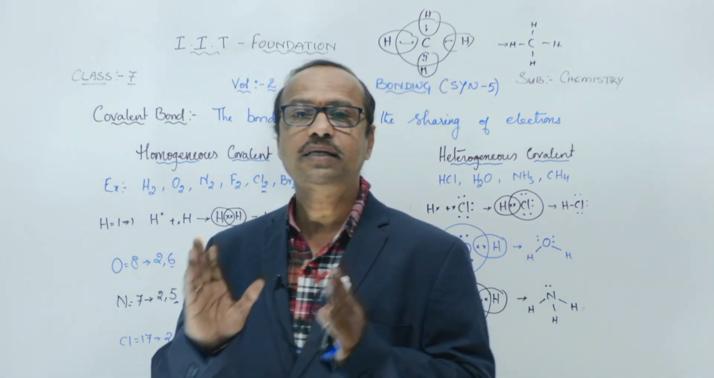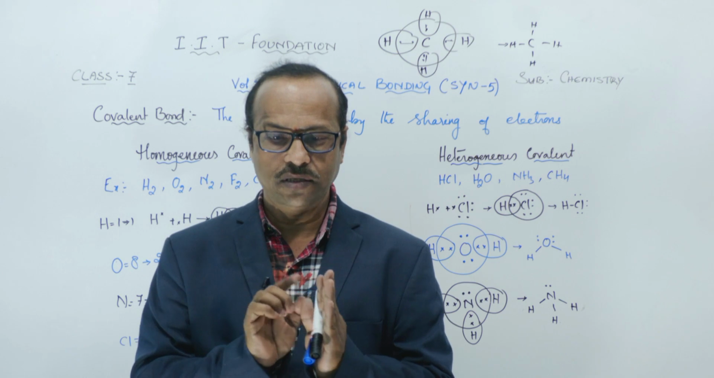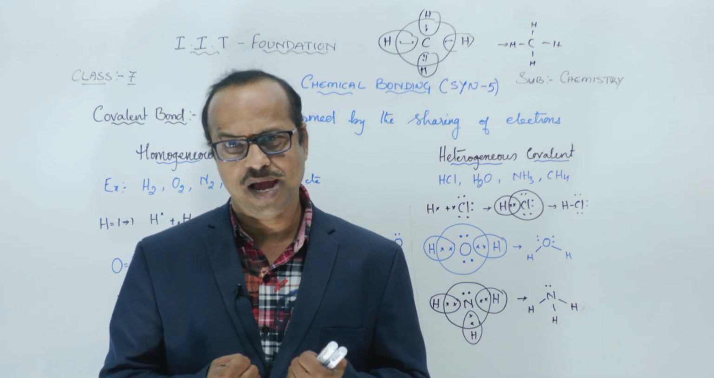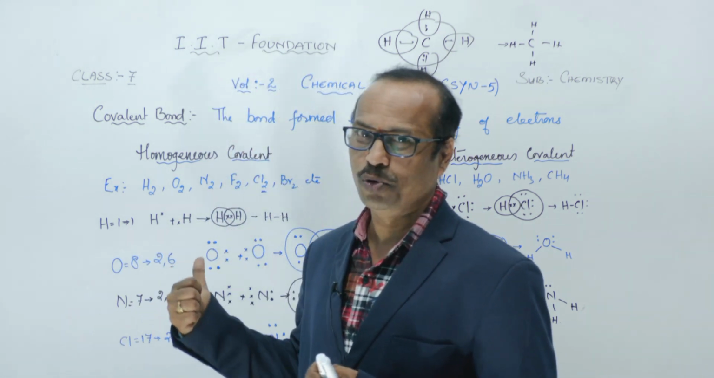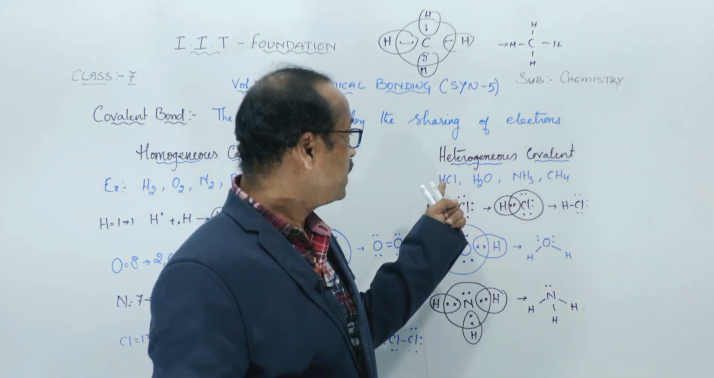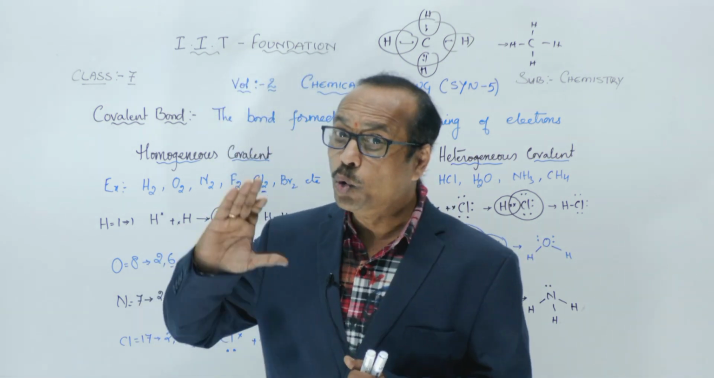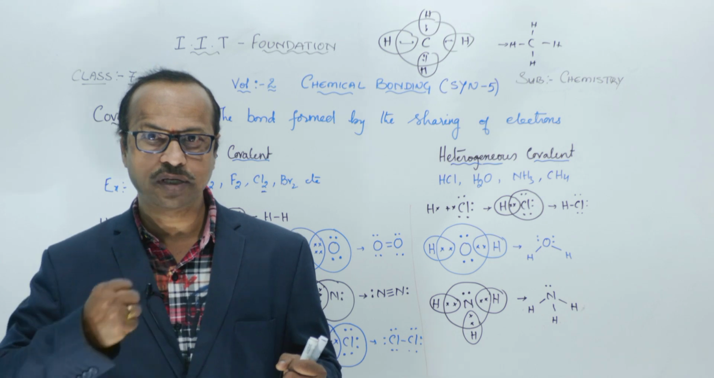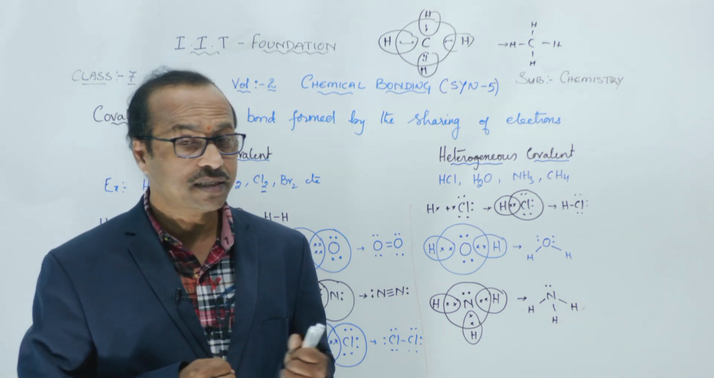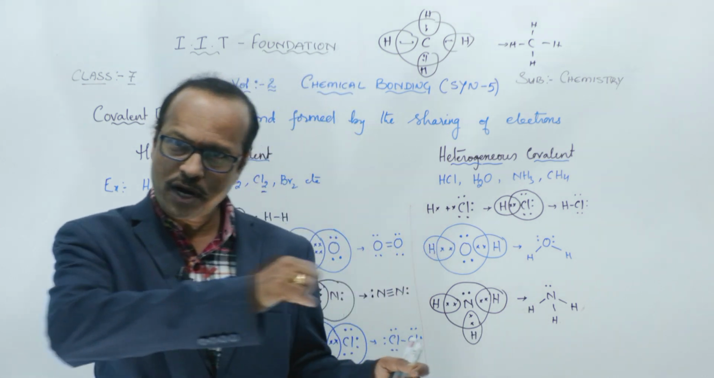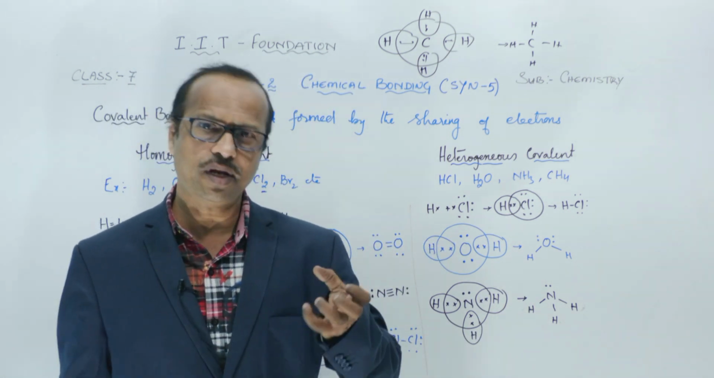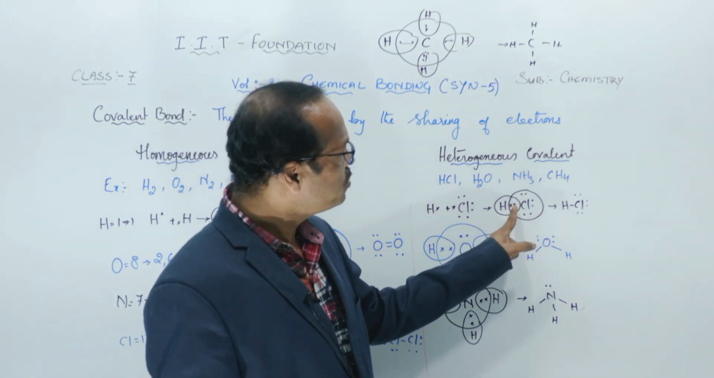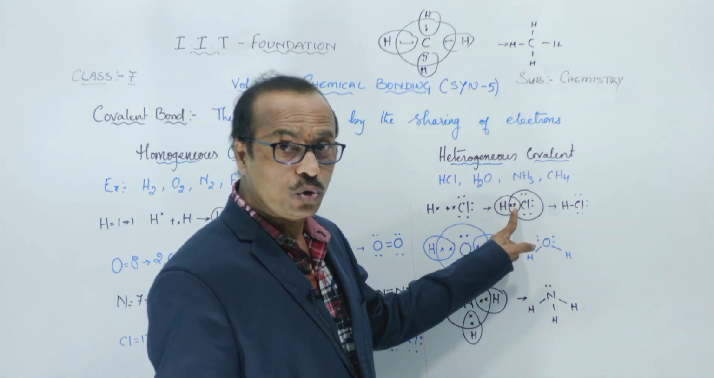Because here, both are hydrogens, so both are equally sharing. Yes or no? The electrons are equally shared by both the atoms. So that's why it is non-polar. But here what happens? If you take hydrogen and chlorine, chlorine is more electronegative than hydrogen. Electronegativity is what? The ability to attract the electrons. So chlorine has more ability to attract the electrons. So here the bond is formed between hydrogen and chlorine. Hydrogen is providing 1 electron, chlorine is providing 1 electron. So both are sharing.